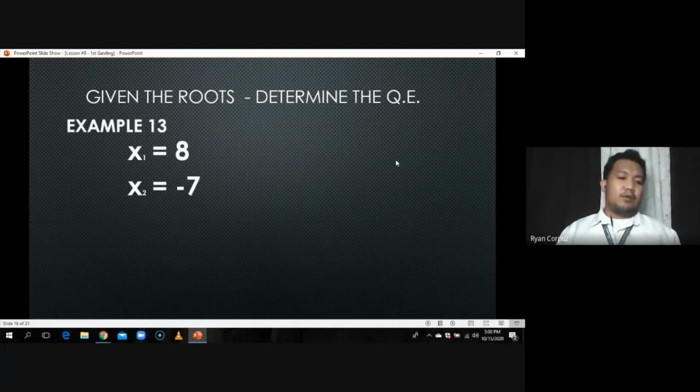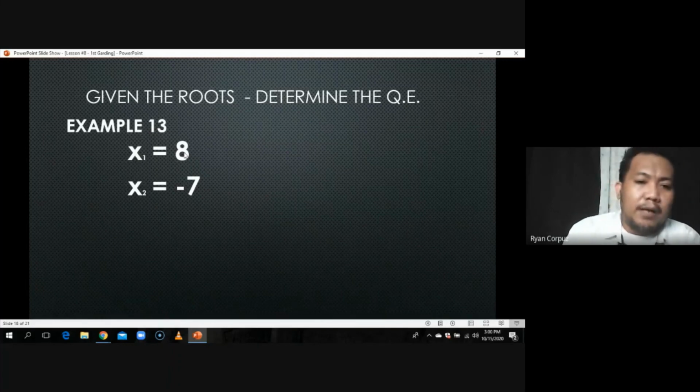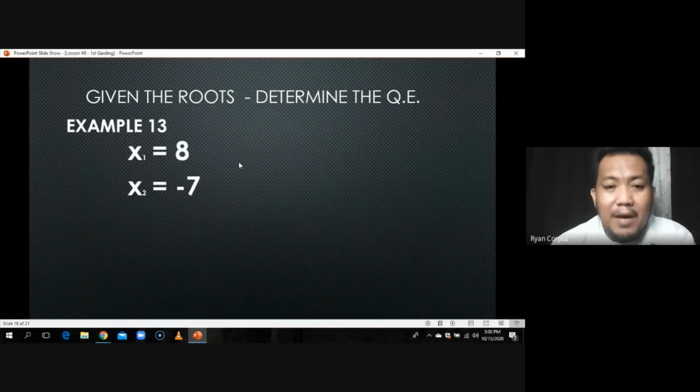So let's have example number 13. The first root is 8 while the second root is negative 7. So for you to determine the quadratic equation, just like yung last example natin, dapat alam natin yung sum and product of the roots. So since given yung roots natin, we can identify the sum and product of the roots.